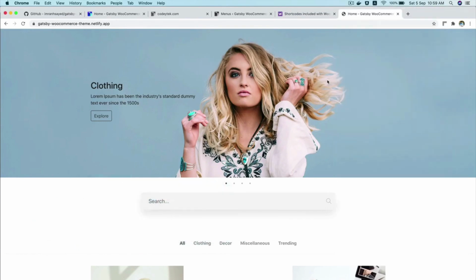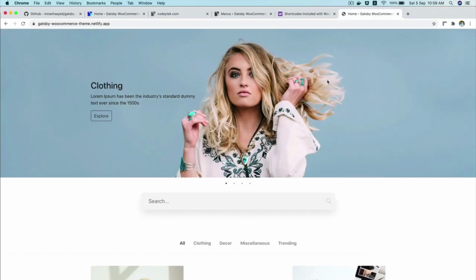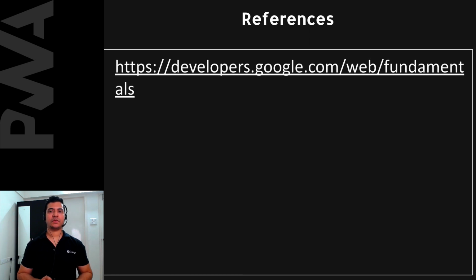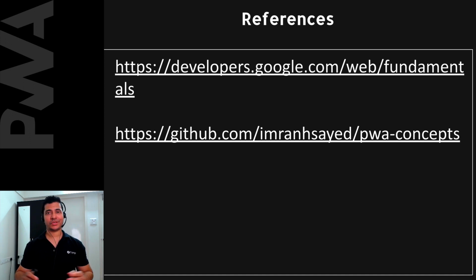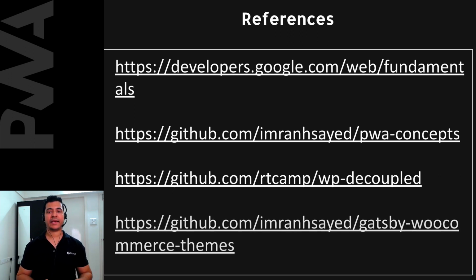All right, so I hope you enjoyed the demo, and this will give your website better performance and better user experience. So for references, for PWA, you can go to developers.google.com/web/fundamentals. You can check the code for the PWA that we built on imranhsayed/pwa-concepts on GitHub. For WP Decoupled, you can go to rtcamp/wp-decoupled on GitHub. And for the Gatsby WooCommerce theme, imranhsayed on GitHub as well.